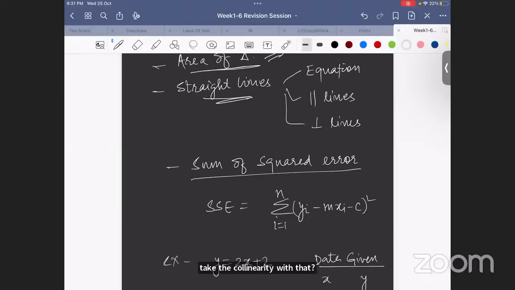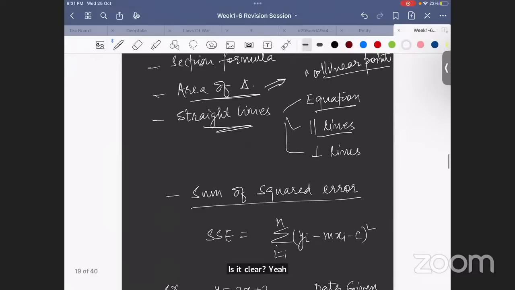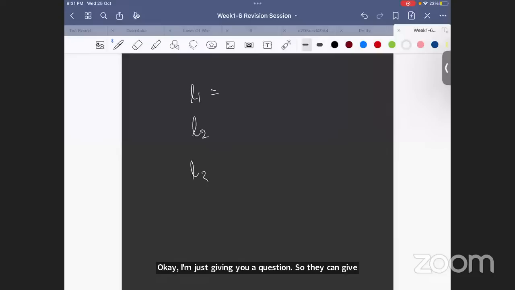You can be given information about a straight line. It may not be a 2-mark question, maybe a 1-mark question, where you are given 2 points and then asked to calculate the straight line equation. This type of problem is most probably what they'll be asking. I'm just giving you a question. They can give you straight lines L1, L2, L3.